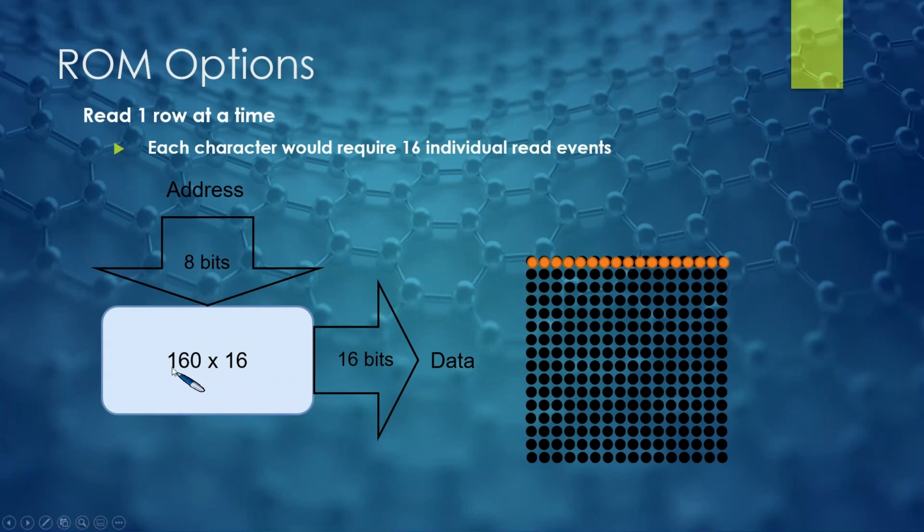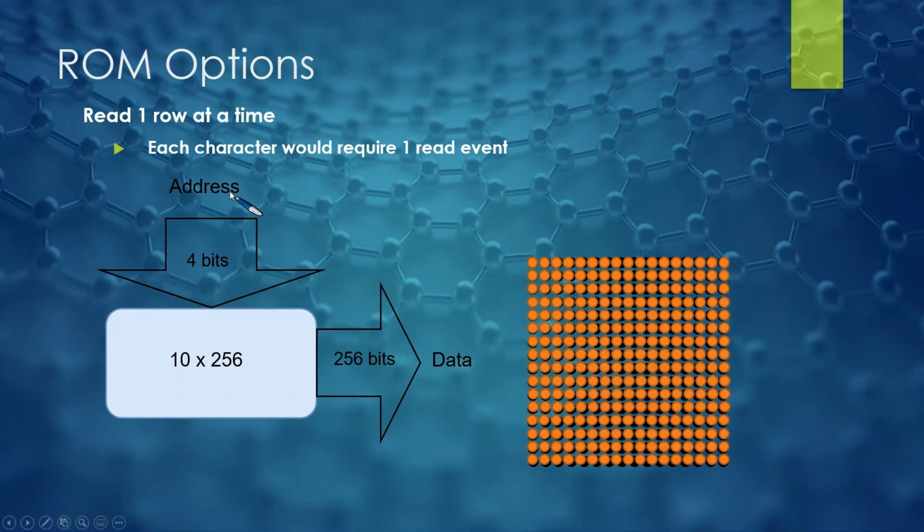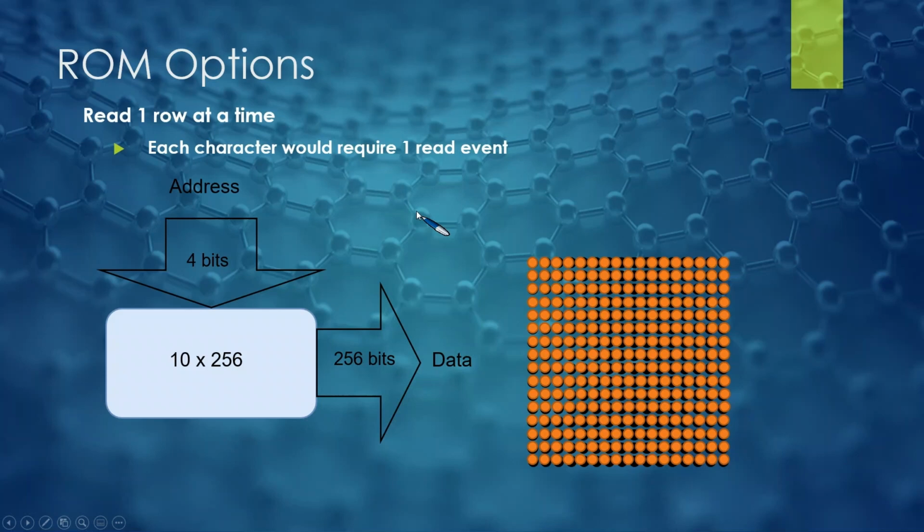So we'd end up with 160 addresses of 16 bits each. And the last option is we read an entire array, in which case we've got 10 addresses of 256 bits each. So that means to read a character, we just have one read event instead of either 16 or 256 with the previous examples.